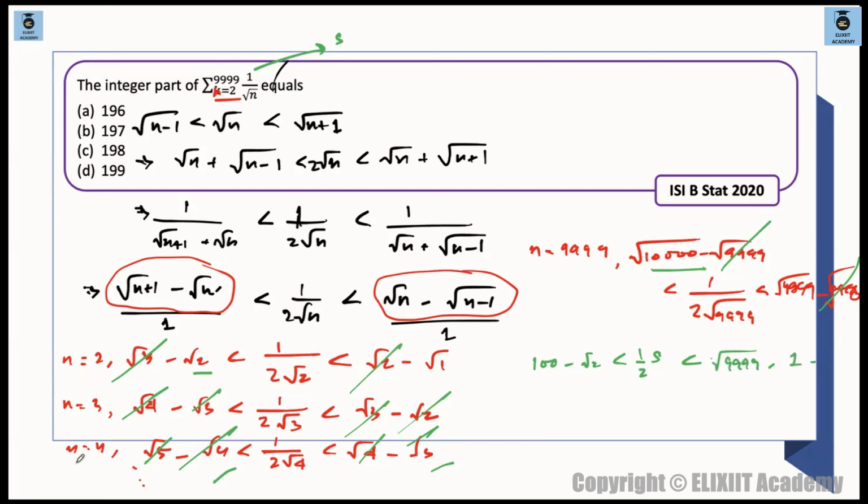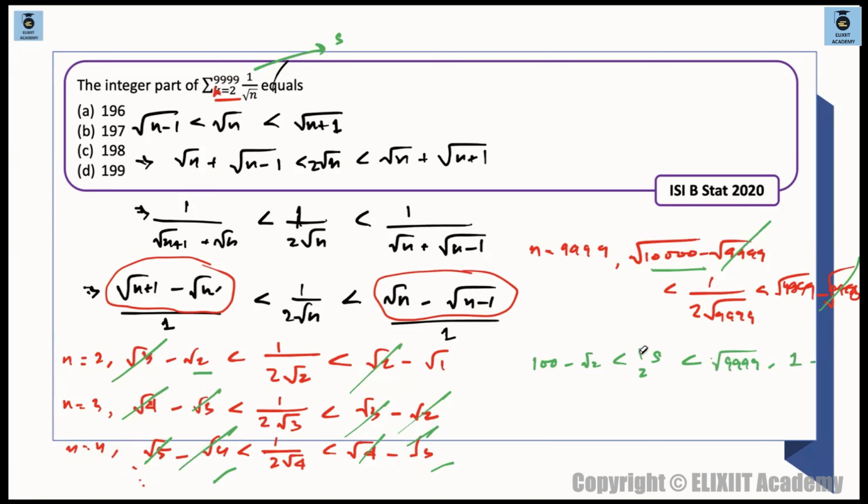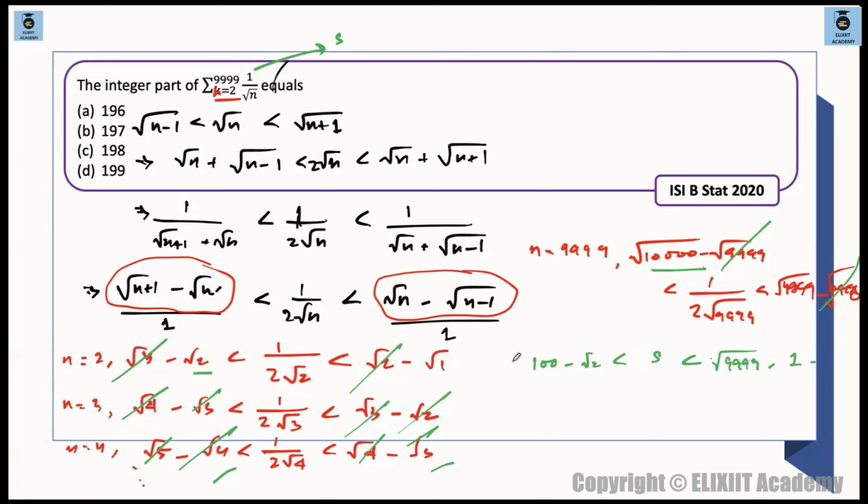And we can get rid of this 2 by multiplying 2 on all three sides. So we'll get the direct values of S over here. So we are having this thing. Now we have to calculate this range over here. This is easy. So 100 minus root of 2, approximately this will be somewhere around 197.17. This quantity will be approximately 197.17.